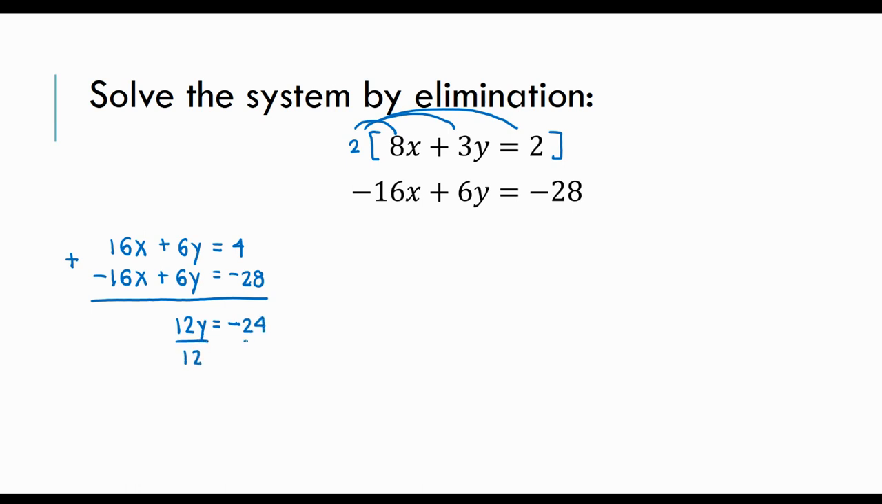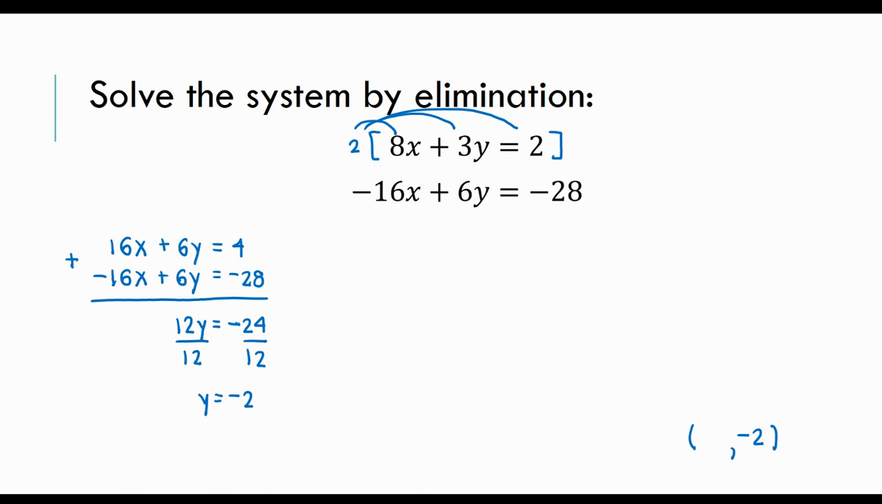So then the last step to solve for y is to divide both sides by 12, and we get y to be negative 2. Once again, I'm going to write it as an ordered pair for my final answer. Y is second in my ordered pair. So now I have to then solve for x.